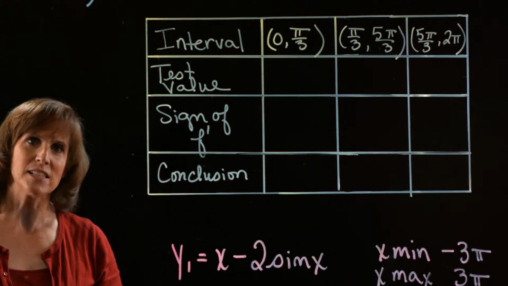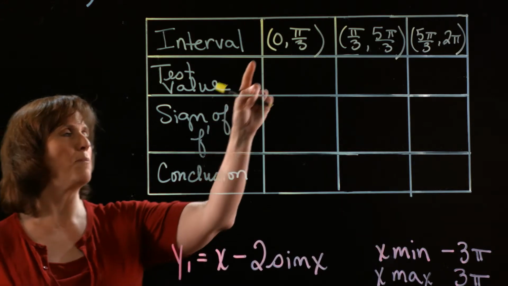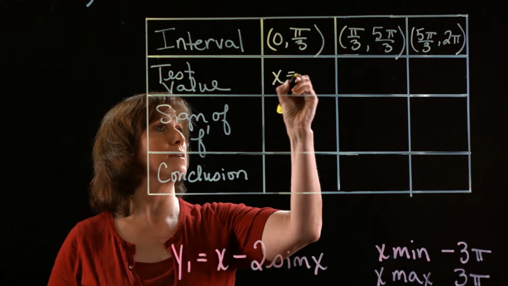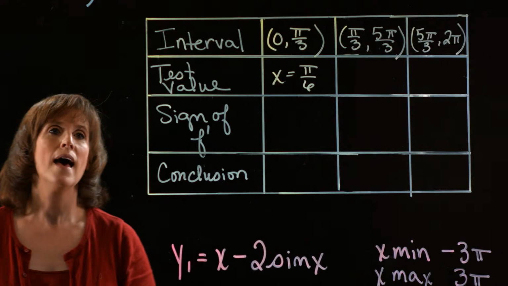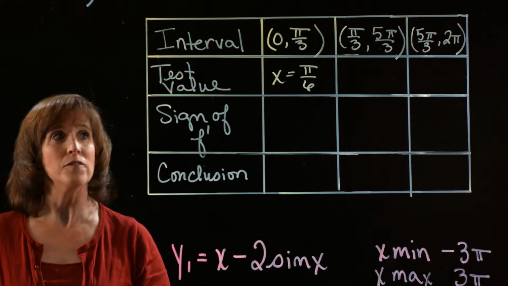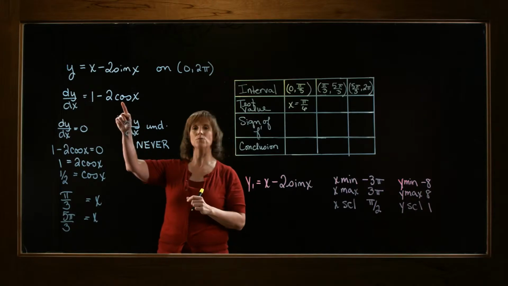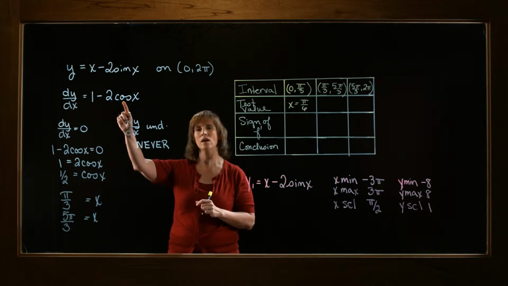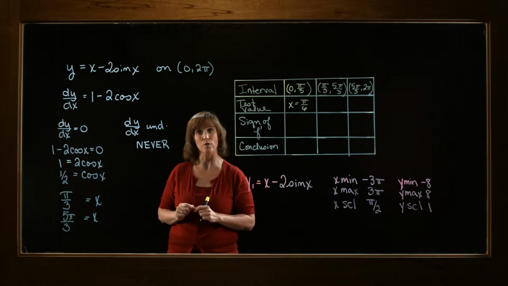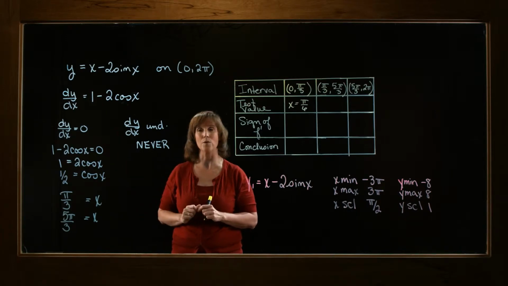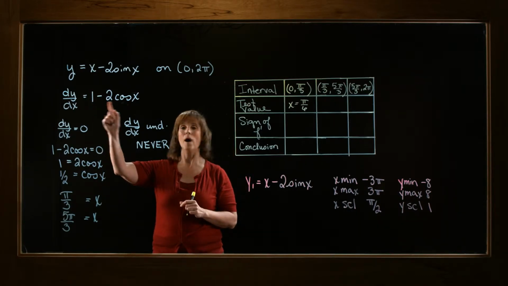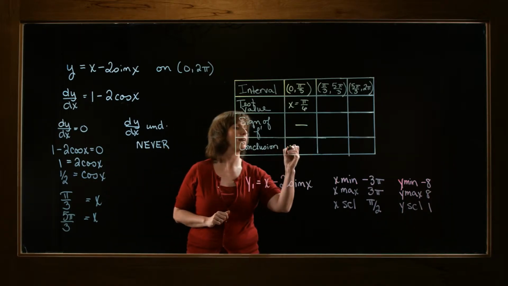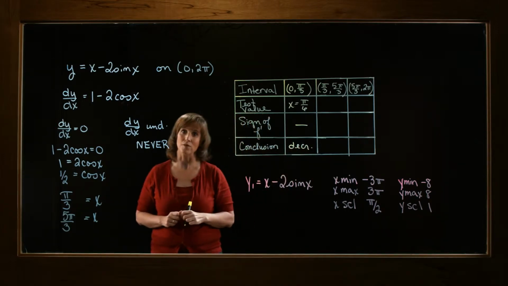The next step is to take a test point on those intervals. So let's go ahead and pick any value we like between 0 and pi over 3. So let's try x equals pi over 6. And I want to see what the sign of my derivative is at that point. So here's my derivative, and I want to take 1 minus 2 times the cosine of pi over 6. Well, the cosine of pi over 6 is the square root of 3 over 2. 2 times the square root of 3 over 2 is just going to give me root 3. 1 minus root 3 is a negative number. And my conclusion is that my function is decreasing on that interval.